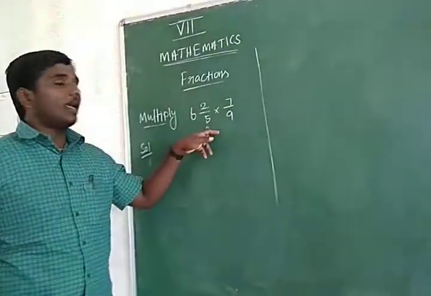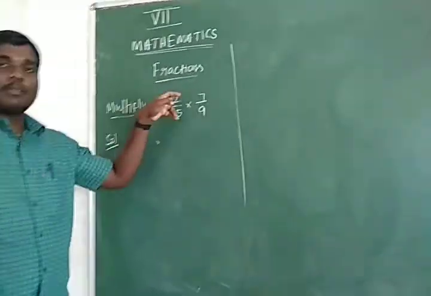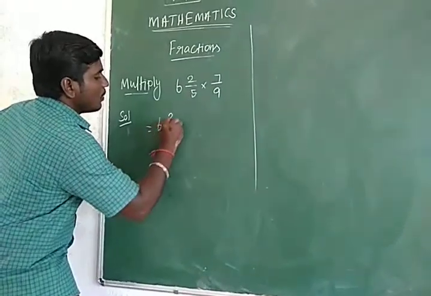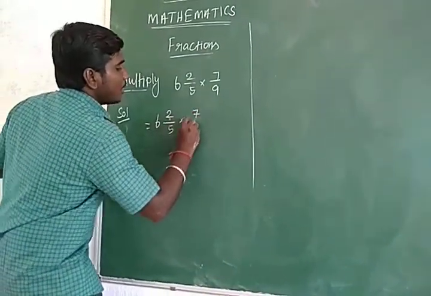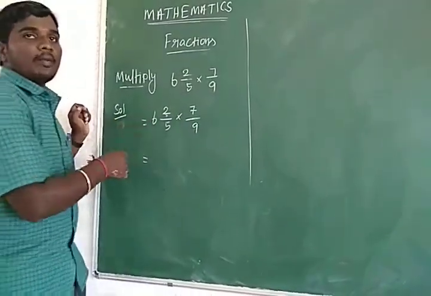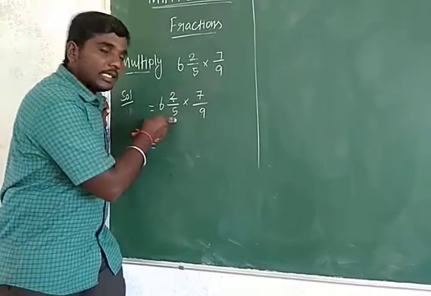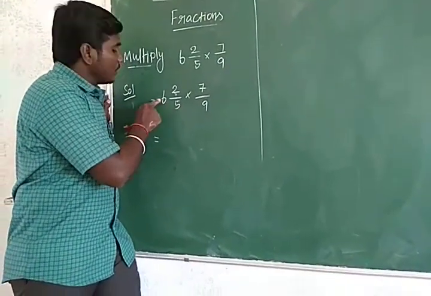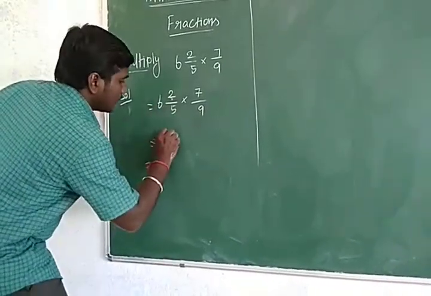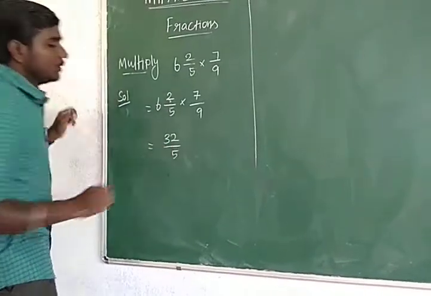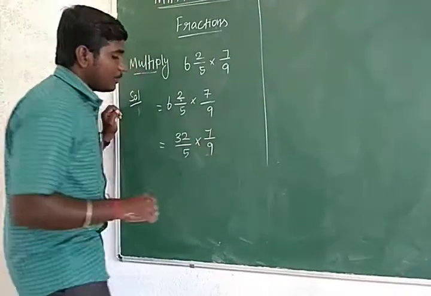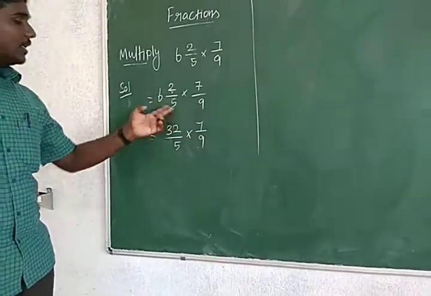Multiply 6 2/5 into 7/9. It is a mixed fraction, so first convert the mixed fraction into improper. First you write the question: 6 2/5 into 7/9. What does the rule say? The whole number multiplied with the denominator. 6 5s are 30. Then add with the numerator: 30 plus 2, 32. So 32 divided by 5, keeping the same denominator, into 7 by 9. That's all.